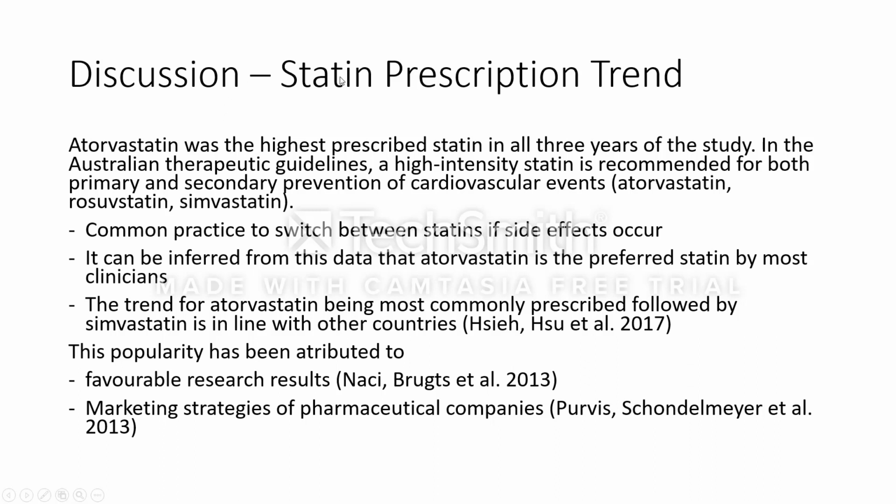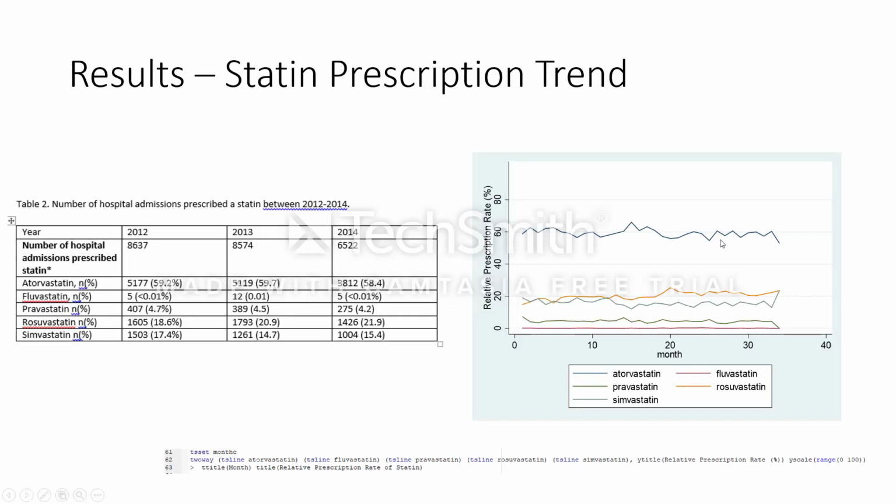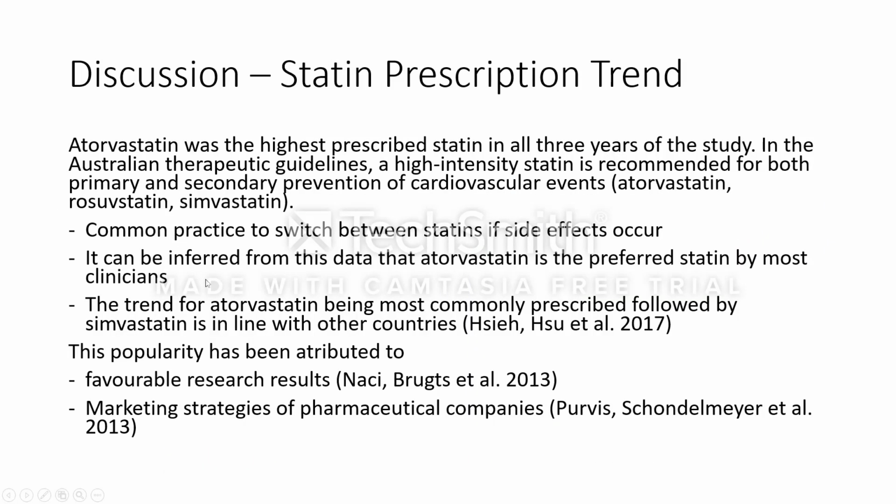So we'll talk a bit about the result. As you can see from the previous slide, atorvastatin was the highest prescribed statin in all 3 years of the study. In the Australian therapeutic guidelines, a high-intensity statin is recommended for both primary and secondary prevention of cardiovascular events. These high-intensity statins include atorvastatin, rosuvastatin, and simvastatin. And it's also common practice to switch between statins if side effects occur. So as you can see from the data, atorvastatin is the highest prescribed statin. So it can be inferred from this data that atorvastatin is the preferred statin for most clinicians.